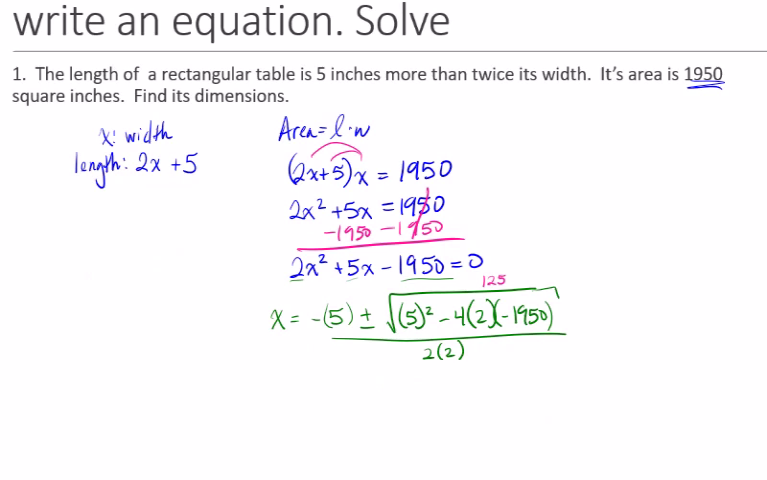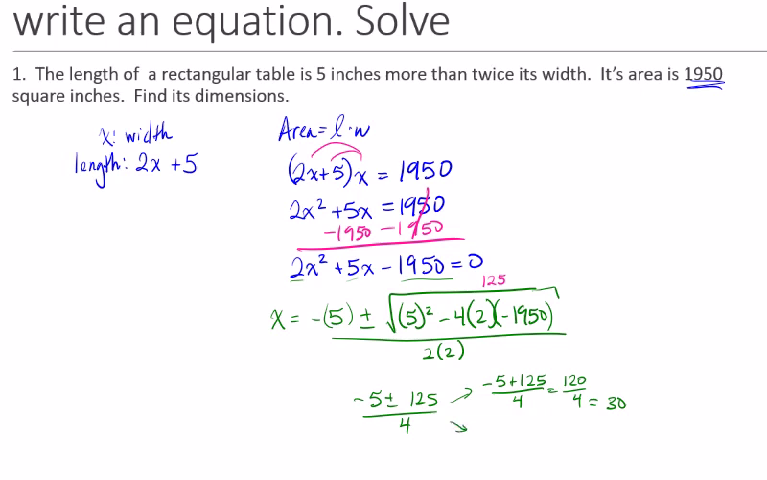Alright, so the square root of all this here is 125. So it's negative 5 plus or minus 125 divided by 4. Okay, so it's going to be negative 5 plus 125 over 4. So that would be 120 over 4, which equals 30.